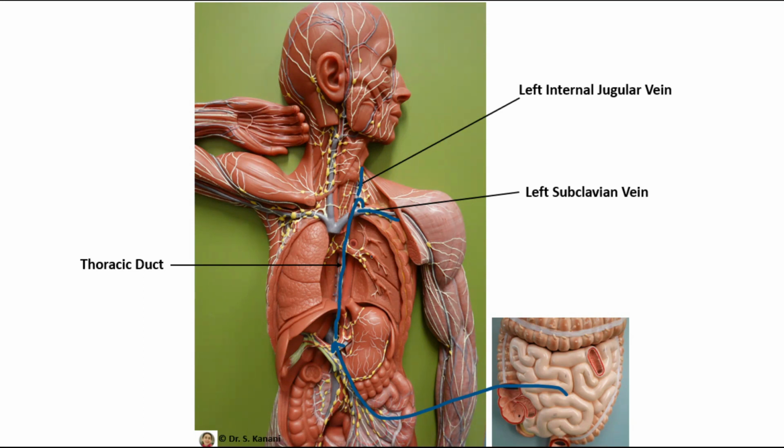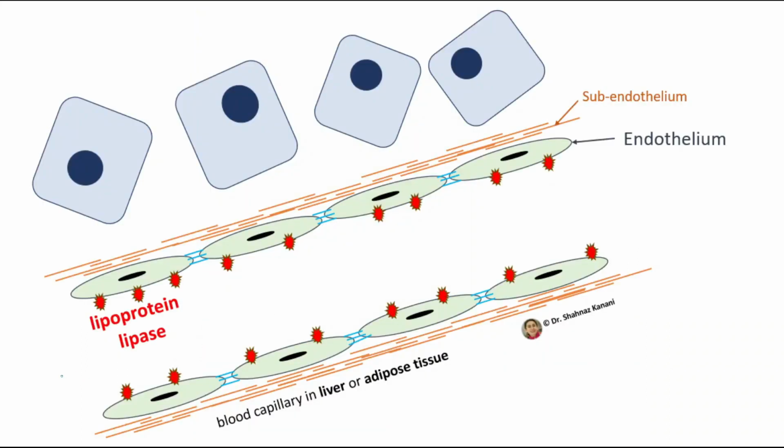So now chylomicrons are found in bloodstream. We follow the chylomicrons in bloodstream, and we see in some places such as liver and adipose tissue, fat tissue, most of the chylomicrons are removed from bloodstream.